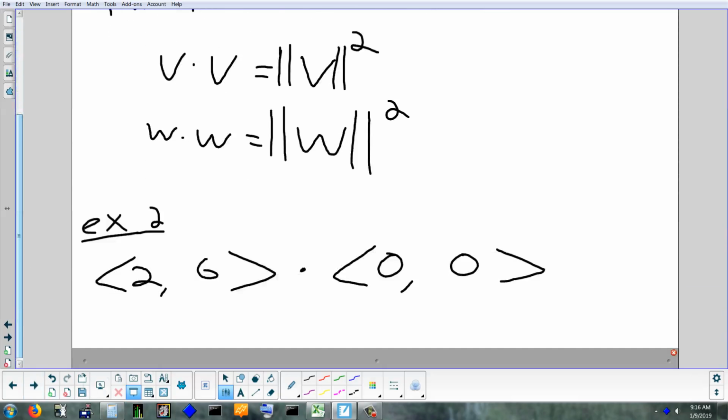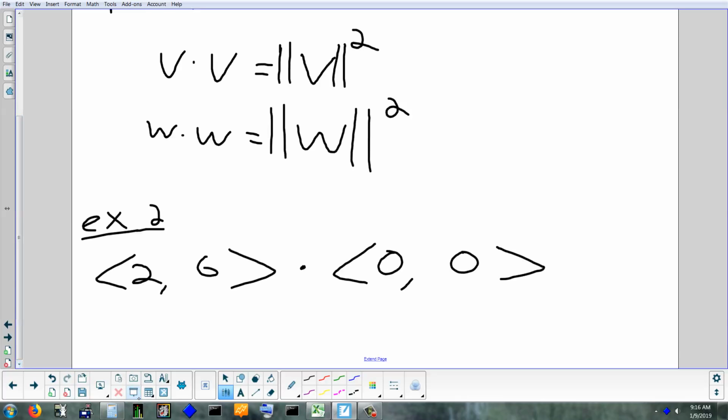Okay, let's set up this one. So I'm doing the dot product. Can someone tell me what are the first 2 things I would multiply together? 2 times 0. And what comes after that? Plus. Plus what, Joe? 6 times 0. And what's the answer?